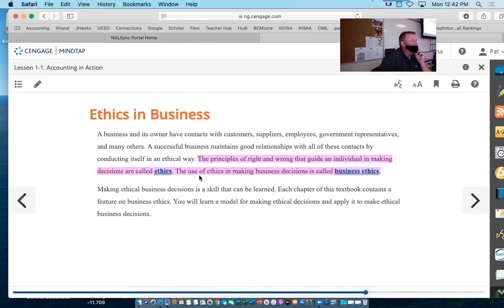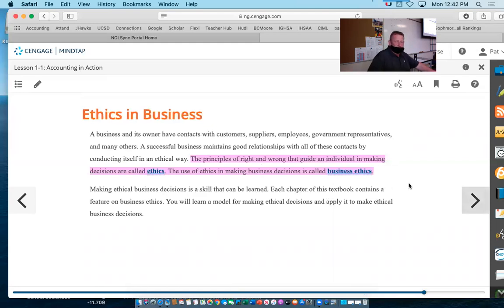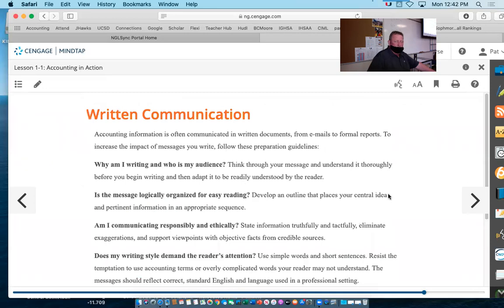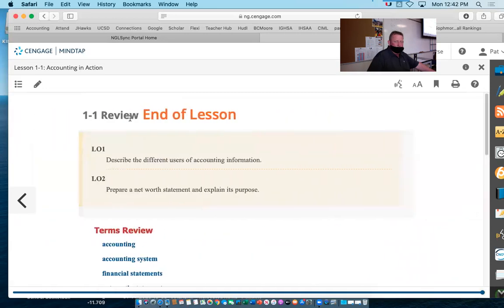A lot of times we will skip this stuff in between, so we won't do that. Although you do need to know these two in ethics because they're on the test, so you might want to highlight them. The first ethics we skip, but the ethics in business is just how you decide right and wrong and make decisions, and that's ethics. Making these right and wrong decisions to be a better individual while practicing business is business ethics. Pretty simple, but something that's on there. We won't worry about written communication, and we're done.